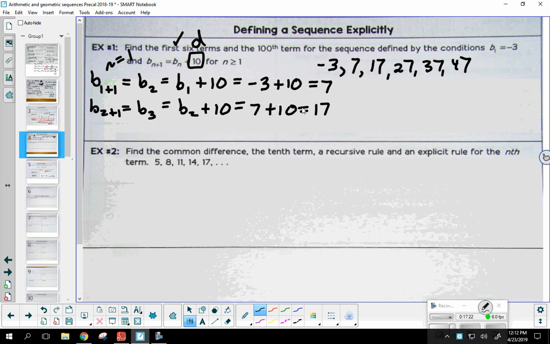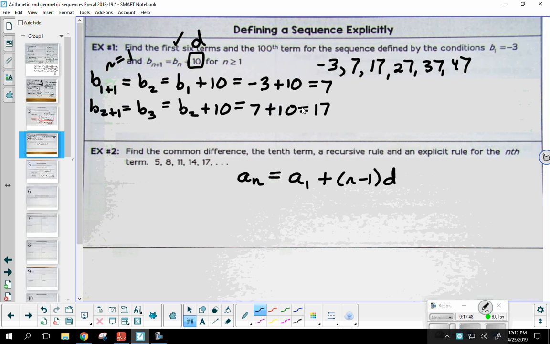Now, do we want to do that all the way until we reach 100? Probably not. So we're going to want to use an explicit formula. So we're going to have to come up with one. This is the explicit form we always start with for arithmetic. To find the nth term, we take the first term plus n minus 1 times d.